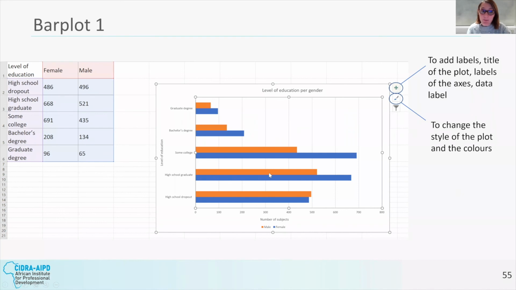Just to have a quick recap of what we have seen on Excel, we can highlight our data set, create our plot by clicking on suggested plots, and then we have these buttons over here which are really helpful. The plus button is helpful to add labels, the title of the plot if it's not available, labels of the axis, and data labels to know more precisely, for example, how many male there are in the graduate degree. Then this other button is helpful to change the style of the plot or the color, while this button here is really helpful to filter out the information that we have available and we want to display in our plot.